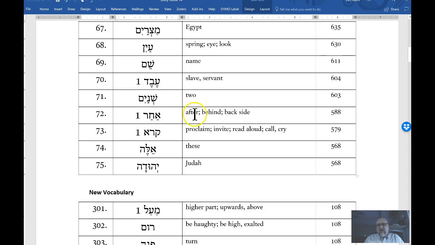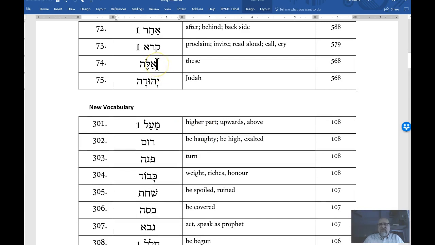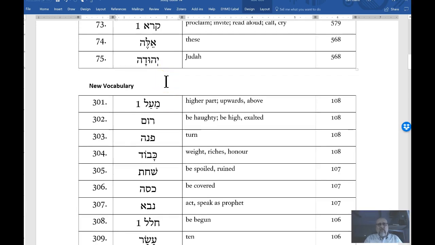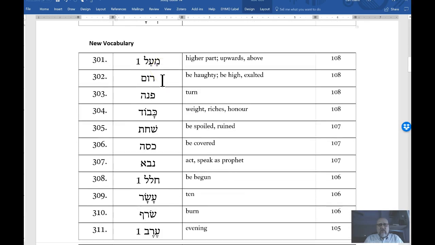Achar is after. It can mean backside. Kara, first use of kara is to proclaim out loud. Eleh, we've had that in Eleh Toledot, these are, and Yehudah. So straightforward. So we've reviewed the first 75 words. Now we're in the new words.